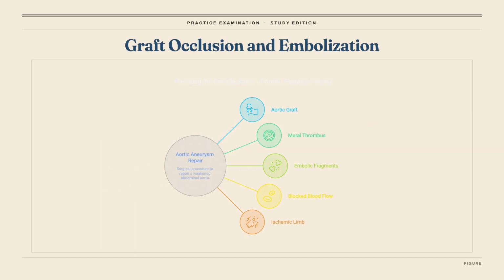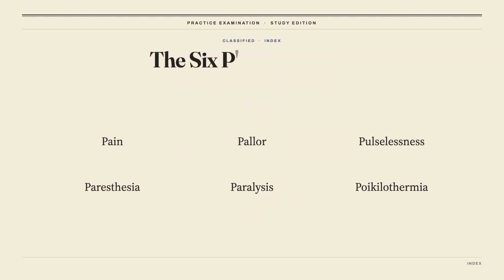The threat being screened for is acute limb ischemia from either graft occlusion or a fragment of mural thrombus breaking free and lodging in the leg arteries. Skeletal muscle only tolerates a few hours of this before the damage becomes irreversible.